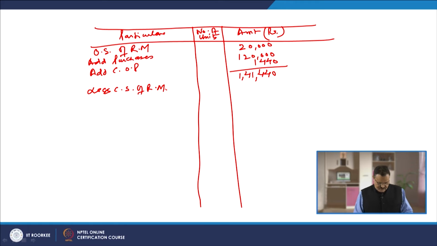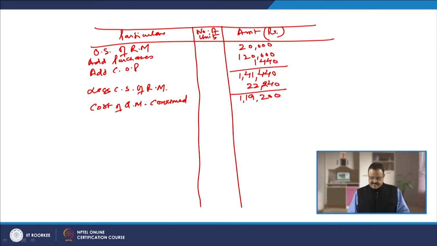And what is that information? That is 22,240, right? So what is now the final cost of raw material consumed? Cost of raw material consumed is how much? This works out as 1,19,200.